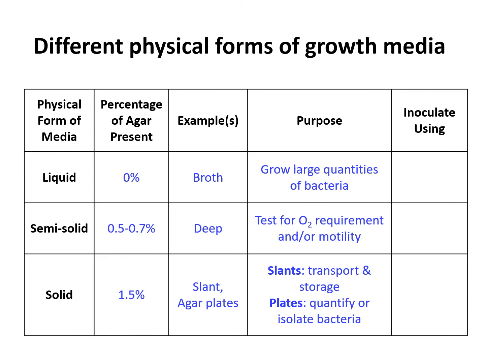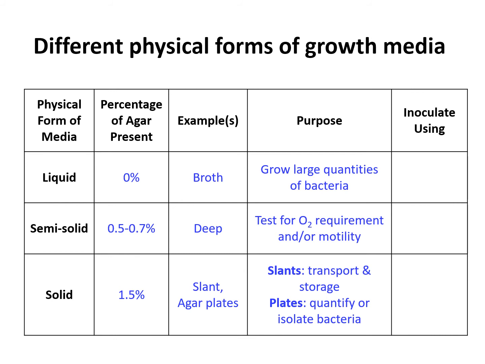Slants come right in tubes. I showed you the picture, and they're capped. Those caps are going to prevent lots of contaminants from entering into your tubes, and therefore they don't get contaminated as easily. And so they're good to store your bacteria for longer periods of time.